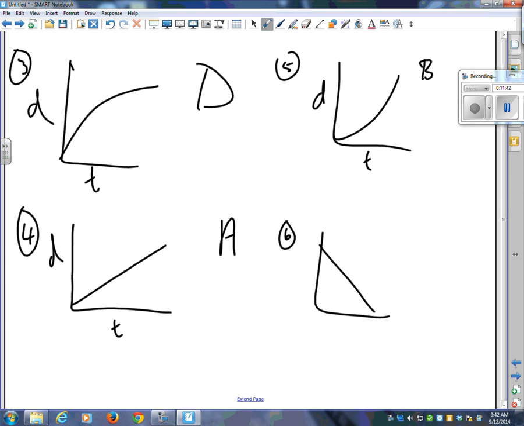6 is like this. DT. This is straight decreasing. C. Right you are. C. Constant negative velocity.